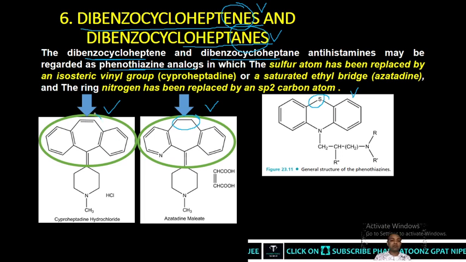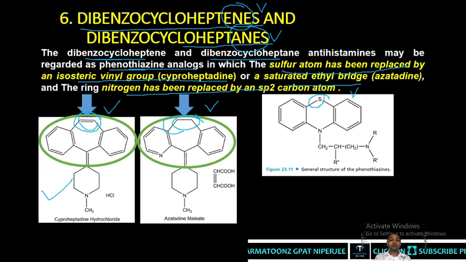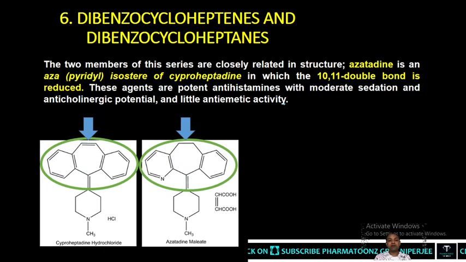where the sulfur of the phenothiazine is replaced by an ethylene side chain, or you can say a 2 carbon chain, where the sulfur atom has been replaced by the isosteric vinyl group in the case of cyproheptadine. So this is the structure of cyproheptadine where a vinyl group is there, and a saturated ethyl bridge is present in azatadine, and the ring nitrogen has been replaced by an sp2 carbon atom. That means whatever nitrogen is there in the case of phenothiazine is replaced by an sp2 hybridized atom.